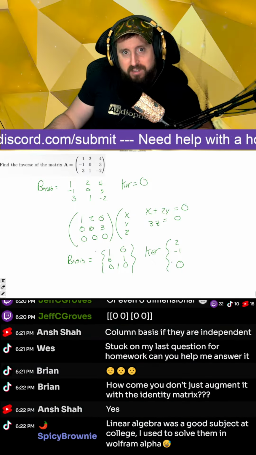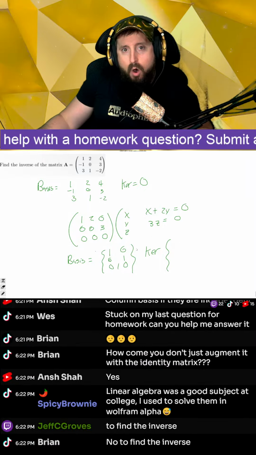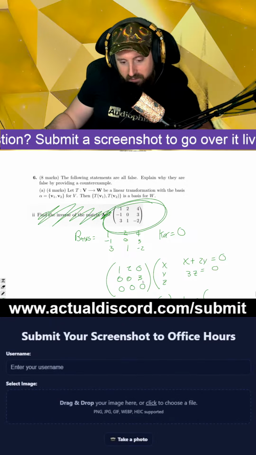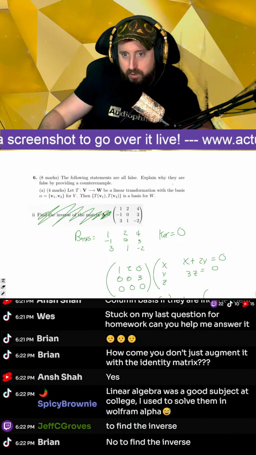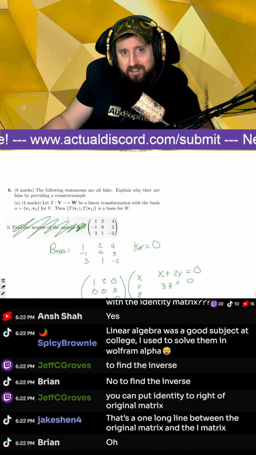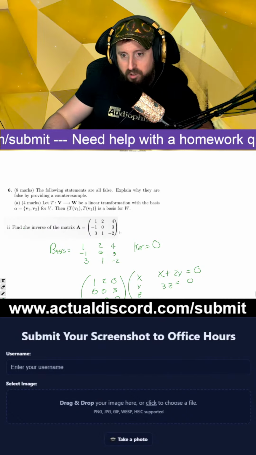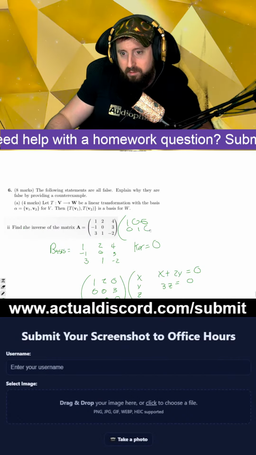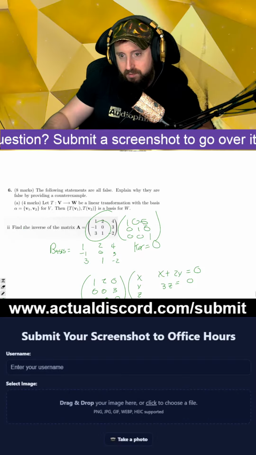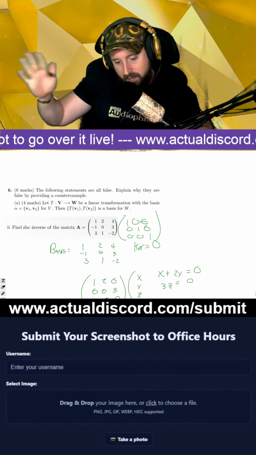Linear algebra was a good subject at college. I used to solve them in Wolfram, yeah. Oh, to find... yes. Oh, for this one. Yeah, sorry, I wasn't doing this question. I just wanted to look at the matrix. I'm not finding the inverse. I was just showing for this example what the basis and what the kernel are. Brian, you're totally right. If I wanted to find the inverse of this matrix, I would just augment it with this, and then you do row operations to make this look like this, and whatever turns out here is the inverse.